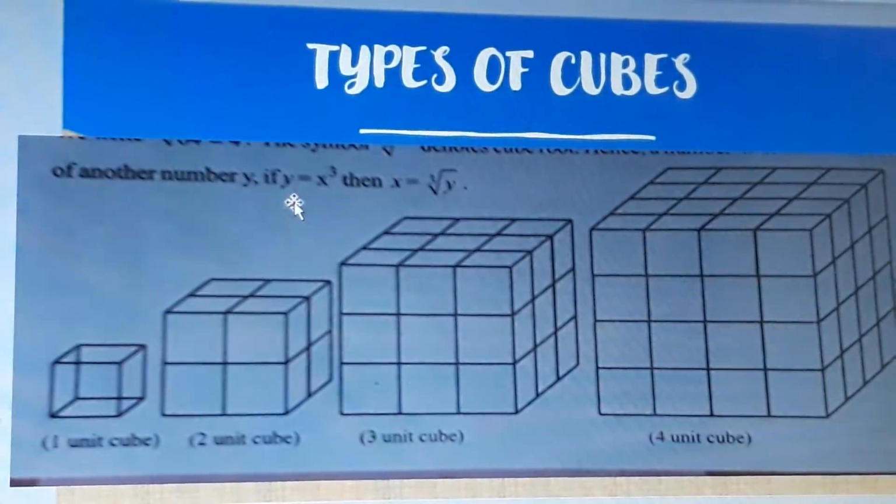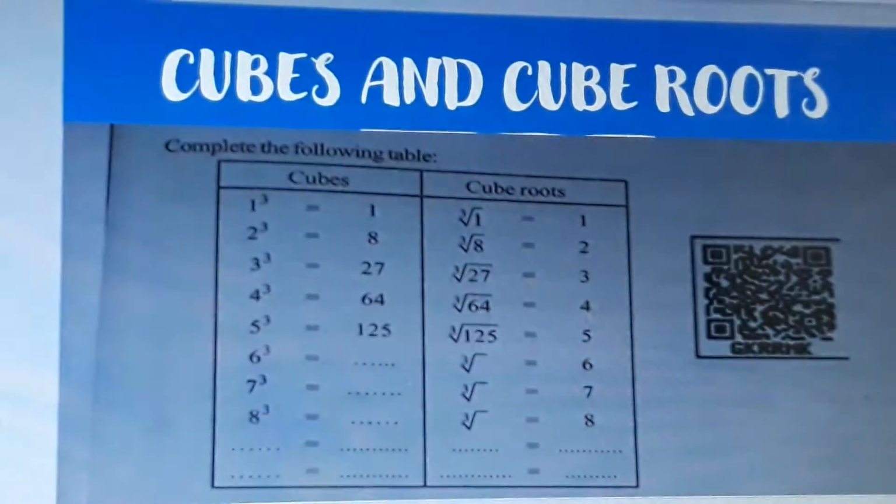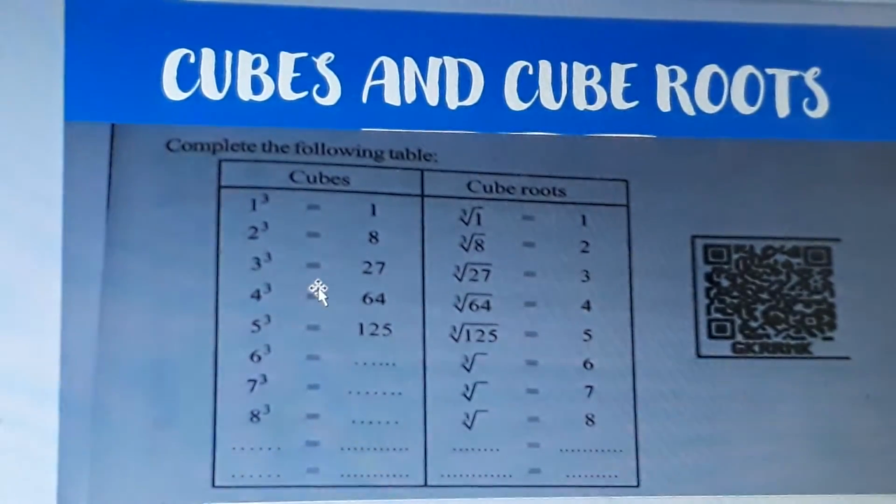It is written as y is equal to x cube, then x is equal to cube root of y. 3 is the power. Going to the next slide: cubes and cube roots.